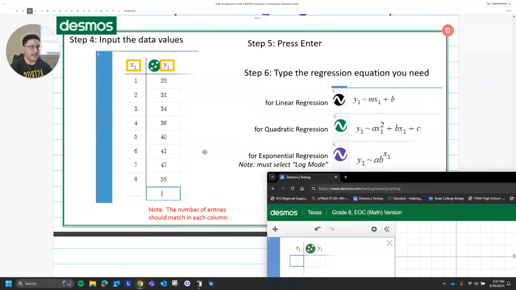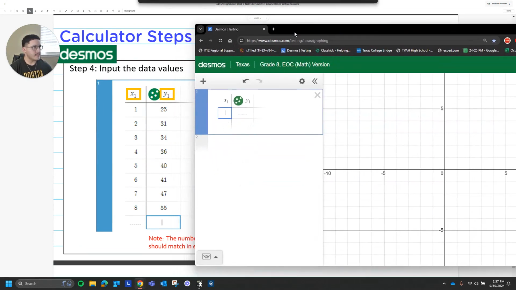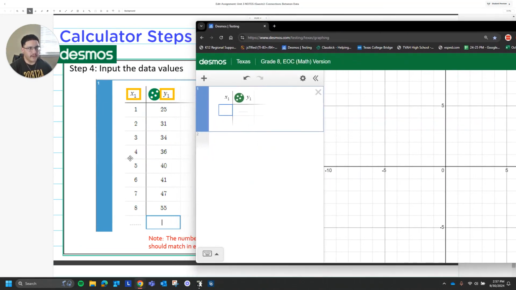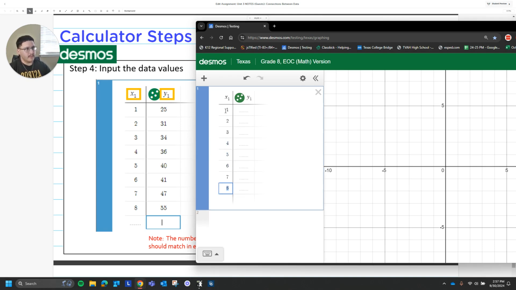Let's scroll down to an example right here. X1 is usually the values on the left, and then Y1 are usually the values on the right. Or if you have a horizontal table, which some problems do deal with, the X values are usually the top part of the table, and then the Y values are usually the bottom part of the table. Okay, so enter the values. And then if it notices a pattern, you can just simply press enter until you get through all of them.